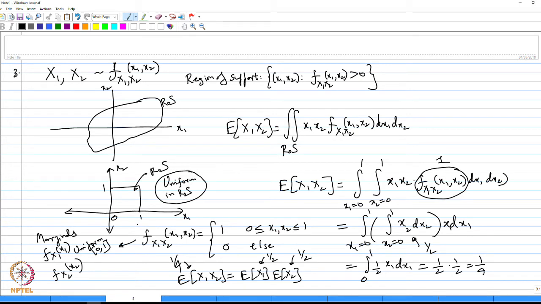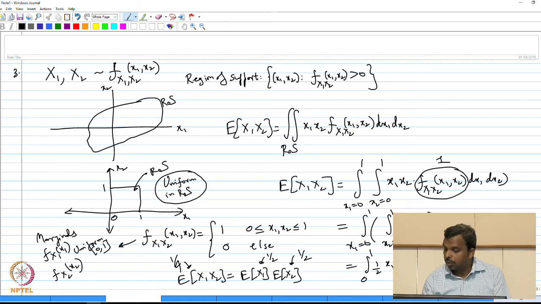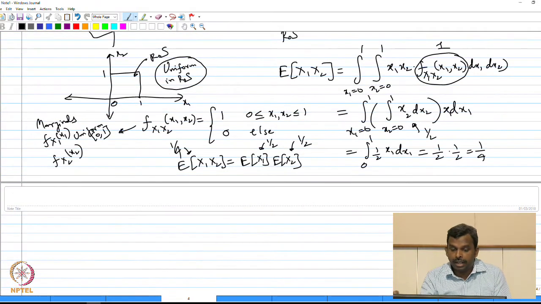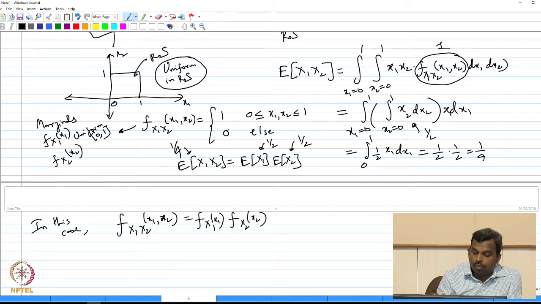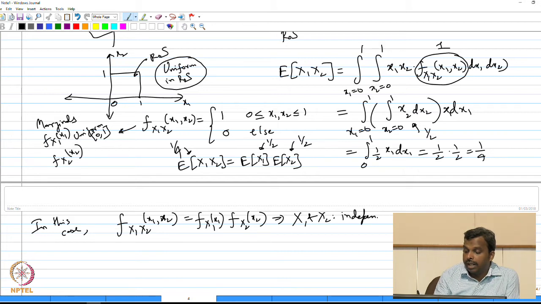In fact, this is a very trivial case. In this case, x1 and x2 are independent. So if they are independent, the PDF itself factors. Notice what happens here. Since x1 and x2 are independent, you have f_{x1,x2}(x1, x2) equal to f_{x1}(x1) times f_{x2}(x2). So this implies x1 and x2 are independent. If they are independent, then obviously this needs to be true. It's very easy to see. That's the kind of problem.